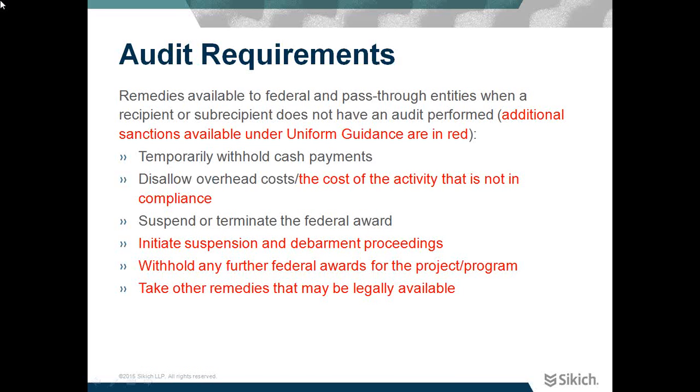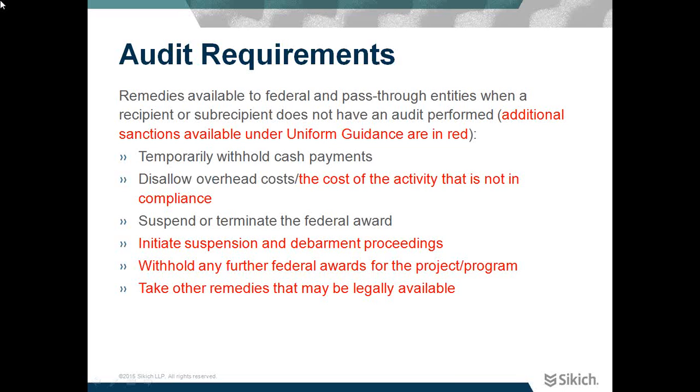Okay. What if you failed to have a single audit and you were required to have one? Well, that's bad. And there are additional sanctions that the federal government can now take against you. We've highlighted these in red today. What existed previously was that they were able to temporarily withhold cash payments, disallow overhead costs, and suspend or terminate the federal award. But now they can also disallow the cost of the entire activity that's not in compliance.